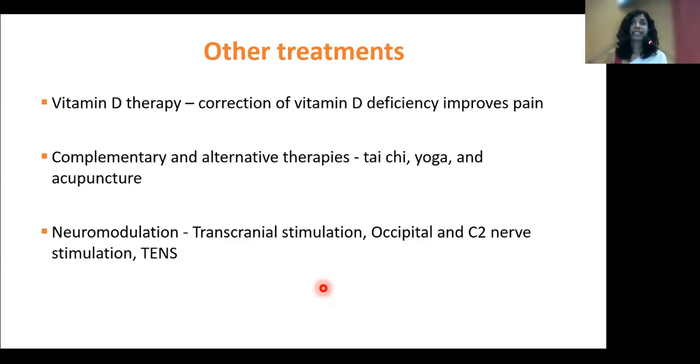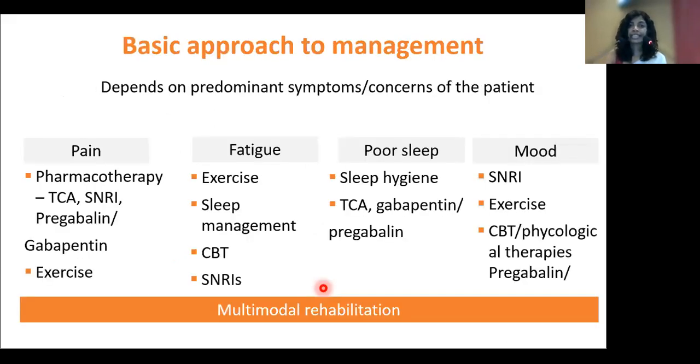Complementary therapies, there is some evidence for it, so if they're engaging it, as long as it's not harmful, we won't say no. The other things, including transcranial stimulation or TENS, these have been trialed and have been found to show some benefits, some improvement. So basically, our approach is based on the patient's predominant concern.